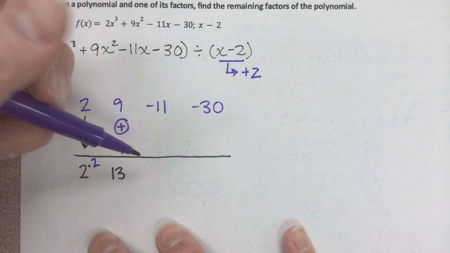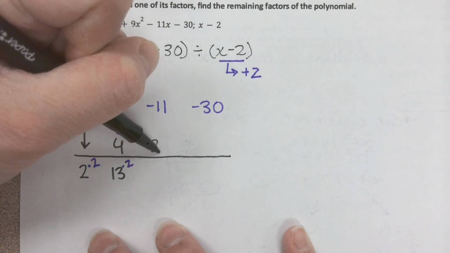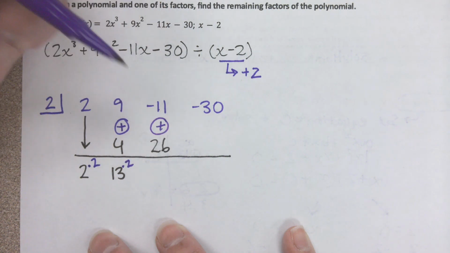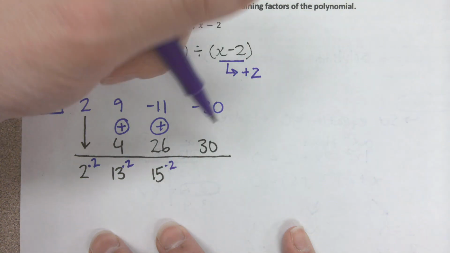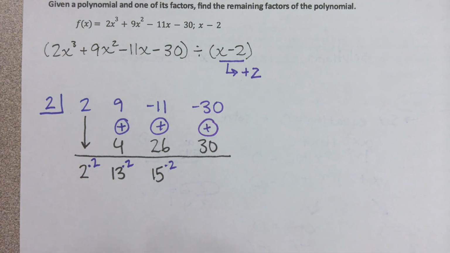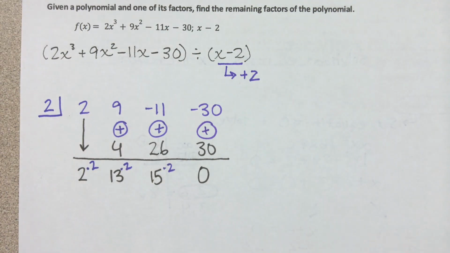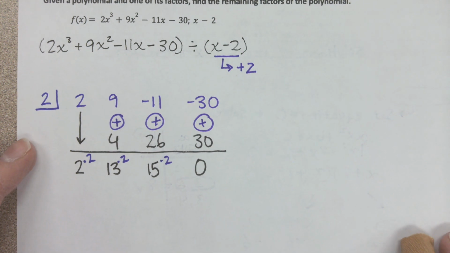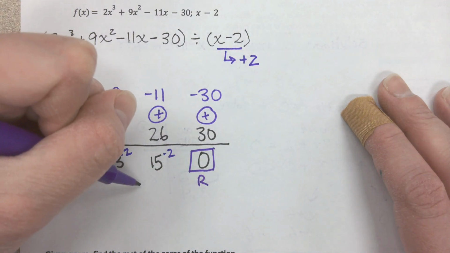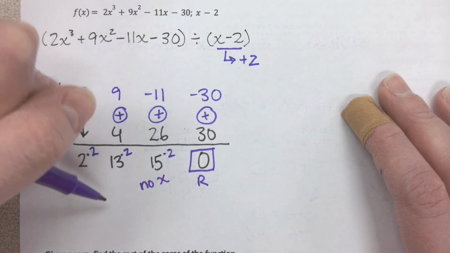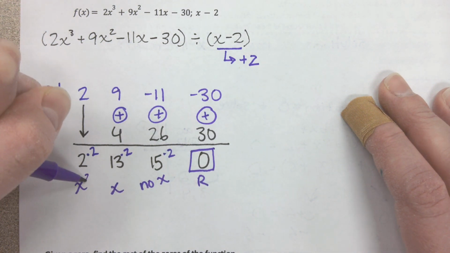And we repeat. 13 times 2 is positive 26. And then we add negative 11 plus 26 is positive 15. Repeat. 15 times 2 is 30. And then we add down. Negative 30 plus 30 is 0, which is what we're wanting for that remainder. Place value, 0 at the end is the remainder. 15 is the constant, so it gets no x. 13 gets an x, and 2 gets an x squared.